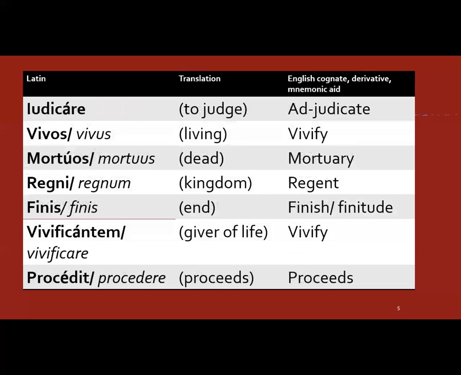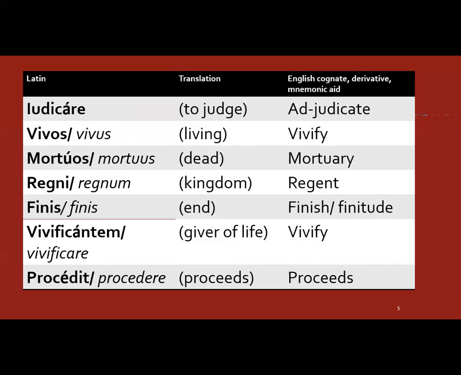Okay. Judicare means to judge. Our word adjudicate means you're judging something. You're looking it over and making a decision. Vivos means to live. Our word vivify comes from vivos. We vivify something, we make it come alive.